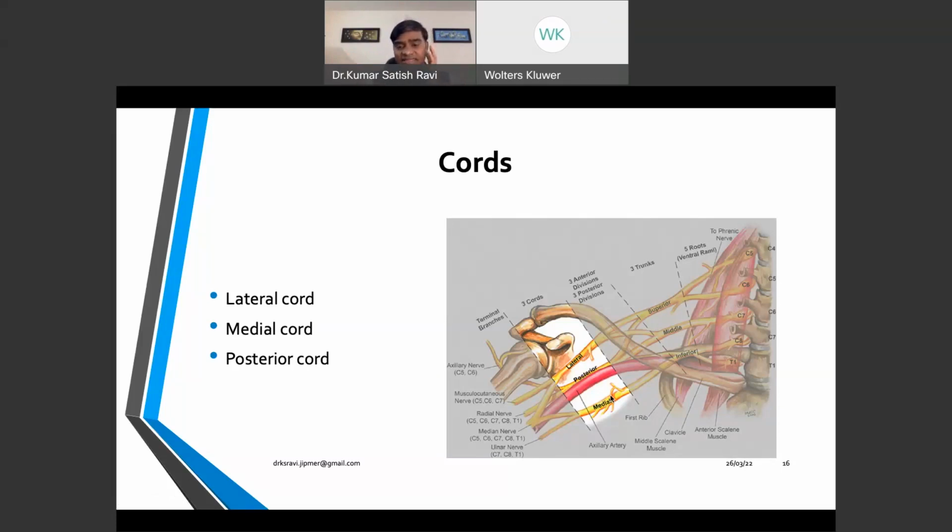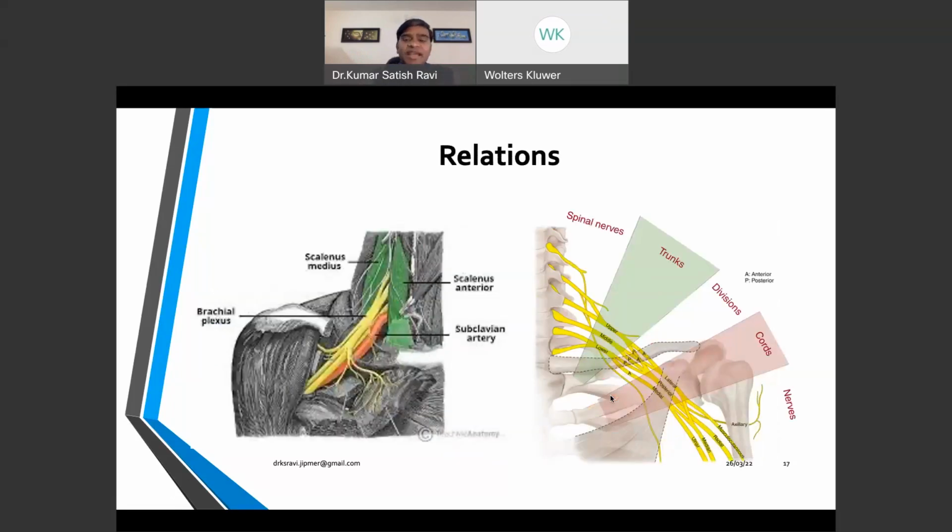Now, when we see the relations of this brachial plexus in the neck, this brachial plexus lies in the posterior triangle. Over here, you can see this is the posterior triangle. So in the neck, this brachial plexus lies in the posterior triangle, being covered by the skin. When you remove this skin, you will have the platysma, you have the deep fascia, and it is crossed by some of the supraclavicular nerves, which are further divided into the lateral, intermediate, and the medial supraclavicular nerves.